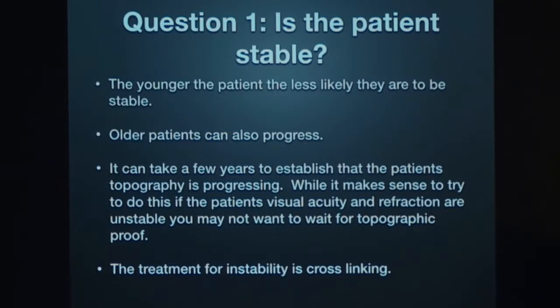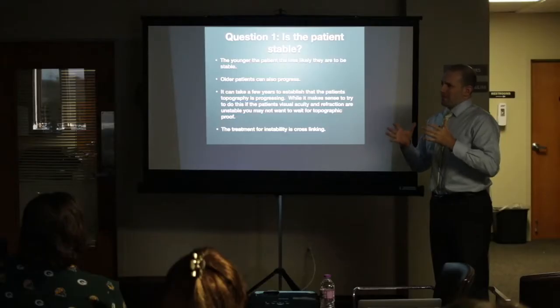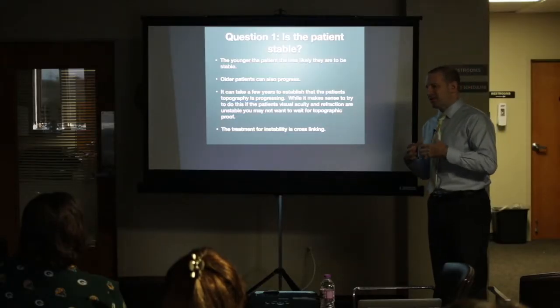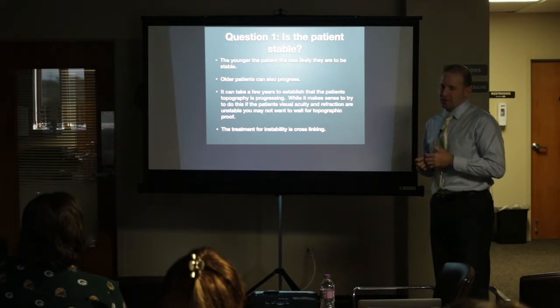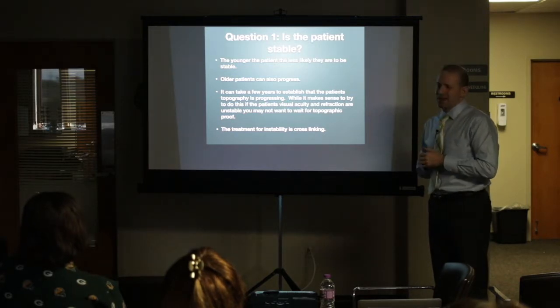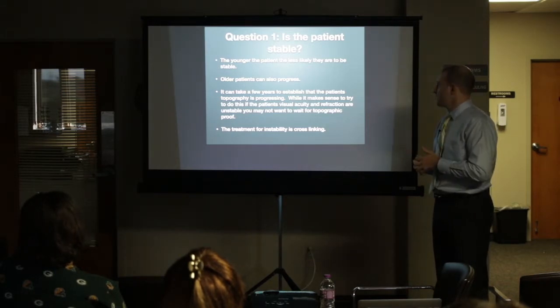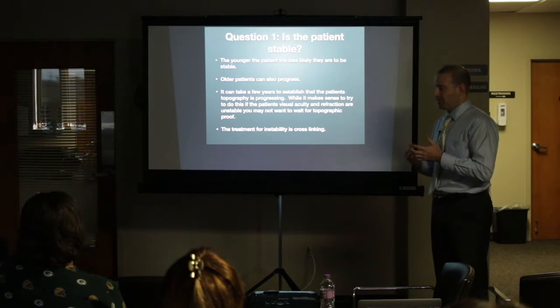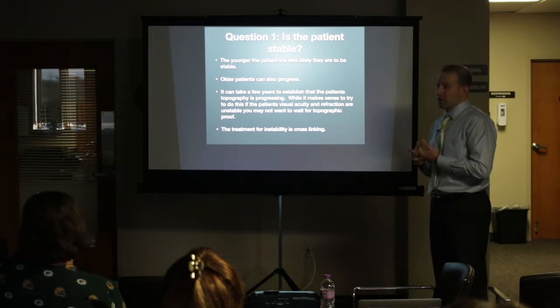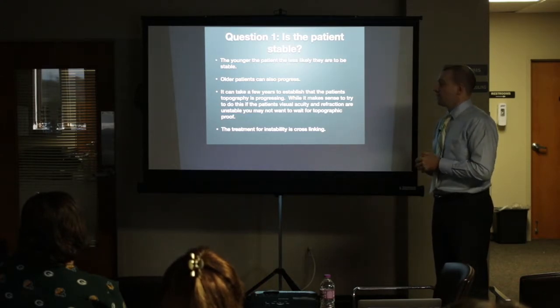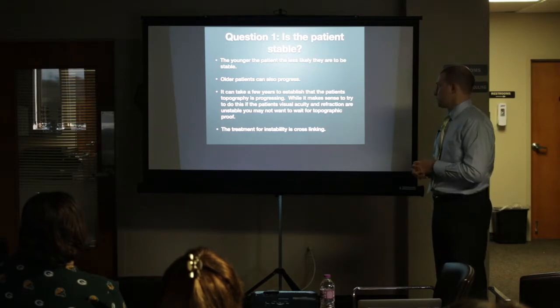Okay, so one at a time with the question. So question number 1, is the patient stable? So the younger the patient is, the less likely they are to be stable. The more likely they are for things to keep getting worse. Kind of what I was taught in school is by the time you're 40 years old, your keratoconus isn't really changing. That's not exactly true. There are definitely people in their 40s and 50s and 60s that will continue to get worse. So we do need to watch older people. But you really need to be concerned if you have a teenager or somebody in their 20s with keratoconus, because there's a very, very high chance that 1 or 2 years later, they're going to be worse.